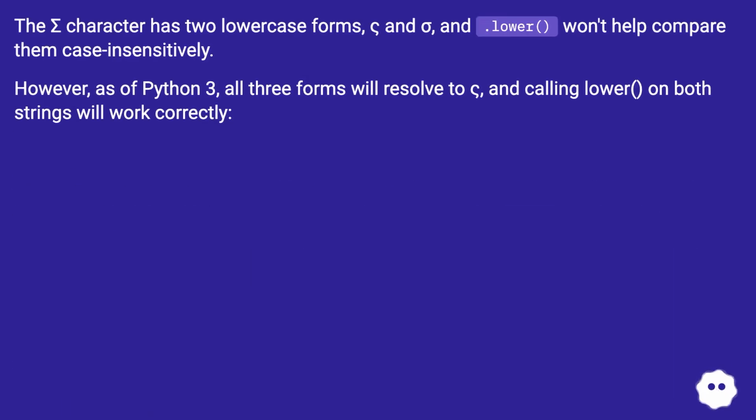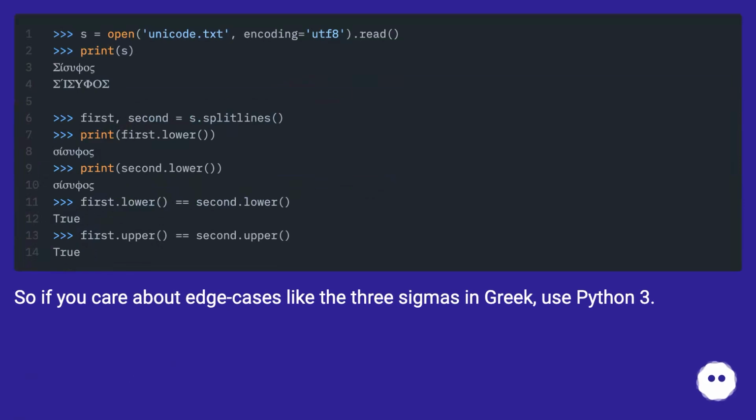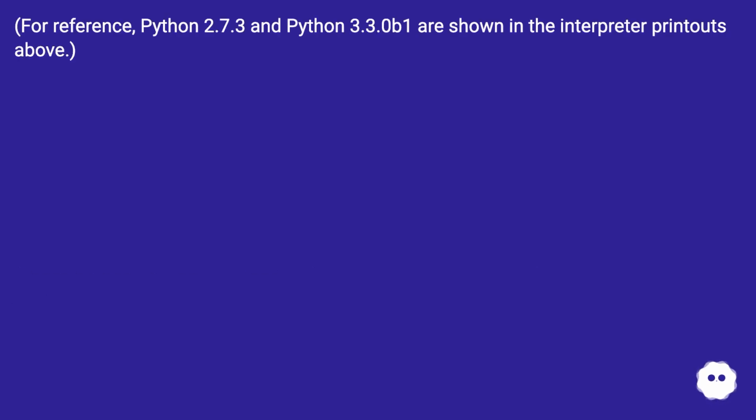the sigma character has two lowercase forms, final sigma, and .lower won't help compare them case-insensitively. However, as of Python 3, all three forms will resolve to final sigma, and calling lower on both strings will work correctly. So if you care about edge cases like the three sigmas in Greek, use Python 3. For reference, Python 2.7.3 and Python 3.3.0b1 are shown in the interpreter printouts above.